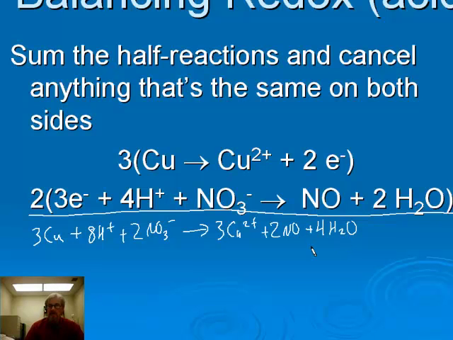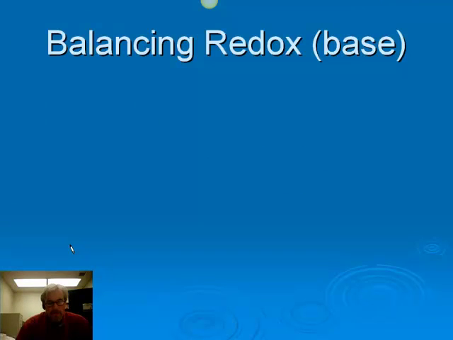There's my balanced chemical equation. When you balance redox reactions in a basic environment, you have to think about things differently than if you're balancing it in an acid environment. The same solution that worked for an acid environment won't work in a basic environment. Let's go back and take a look at our last example, and I'll show you why.